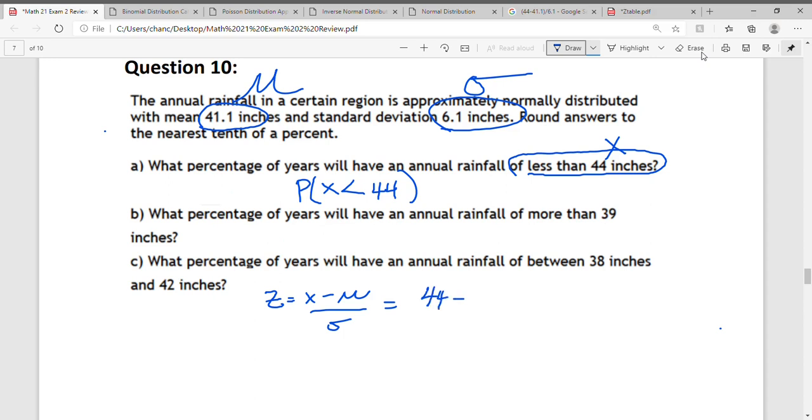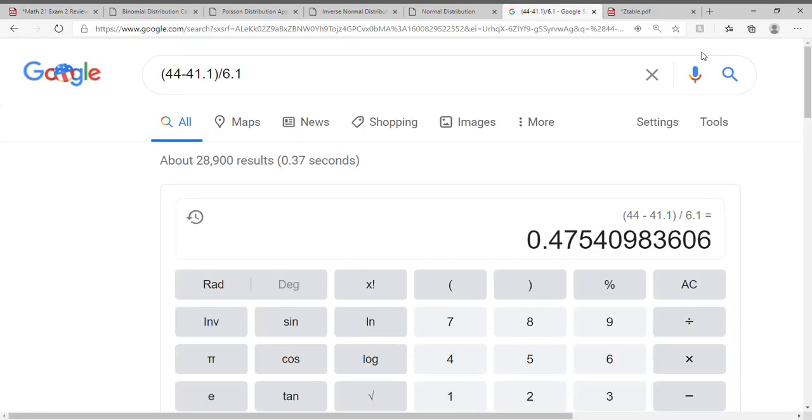44 minus 41.1 divided by 6.1. We can enter this into our calculator. Here, I want to make sure I put the parentheses around the 44 minus 41.1, then divide that expression by 6.1. I want to round this to 2 decimal places because our z table is only accurate up to 2. So let's say this is 0.48.